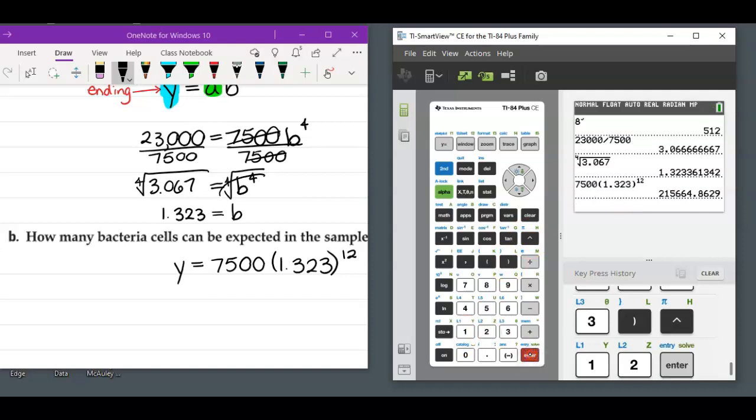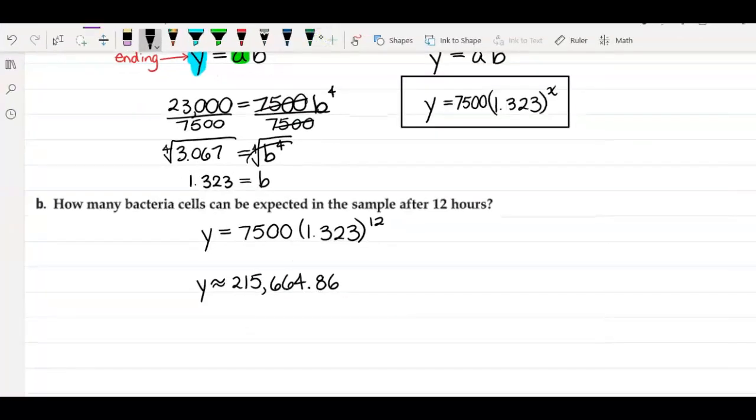And it's approximately 215,664. Since I'm estimating and rounding, we'll use the squiggly equal sign. And there we have it.